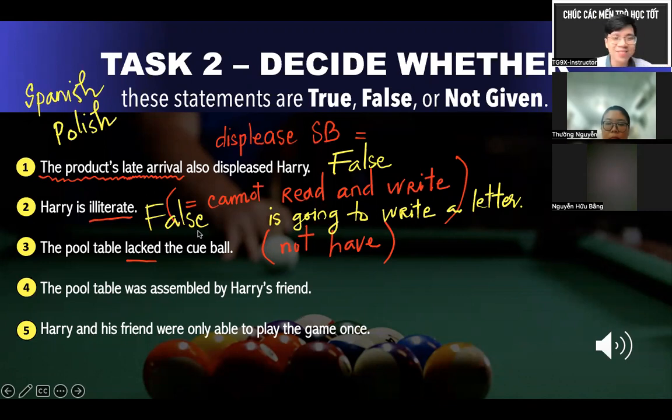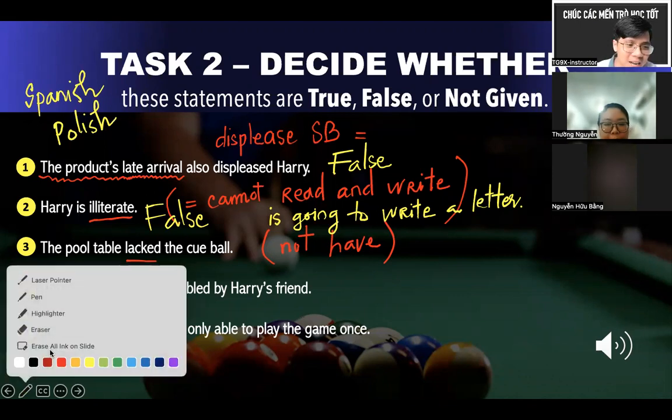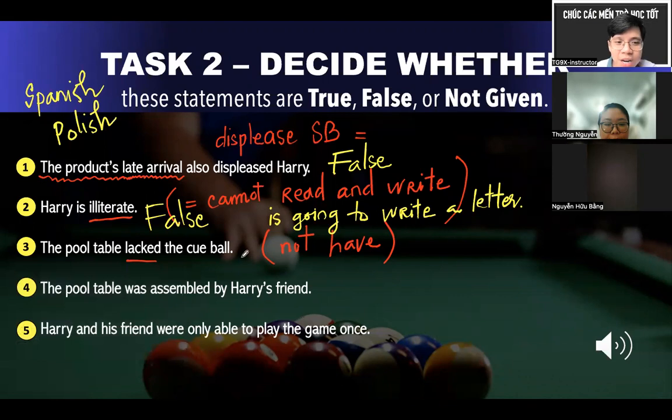So this is Fong's class. But I agree with you, Jihui. If we stop at the booklet, this is not given. Okay, number 3. True or false? True. The white cue ball, that's it. So this is true. Number 4. Not given, I think so.